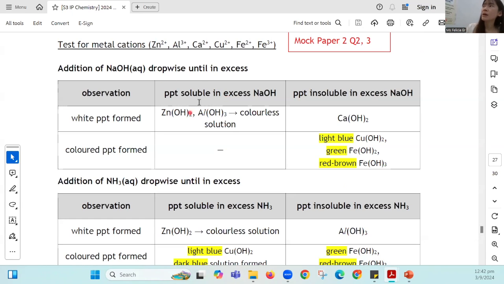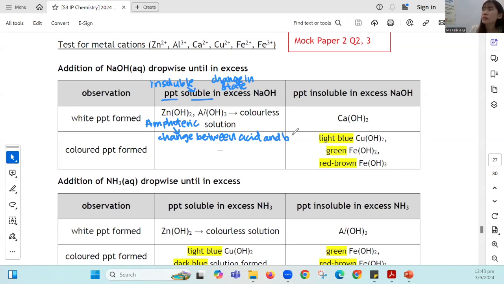So that's why you see this is the one that is originally insoluble, because it's a precipitate. Suddenly it becomes soluble. Do you see that there is a change in identity? Yeah, so there's a change in state. Why is there a change in state? It is because these are amphoteric. For amphoteric, they are able to change between acid and base. Because of its ability to change, that's why the result can also change. So that's how you can remember.